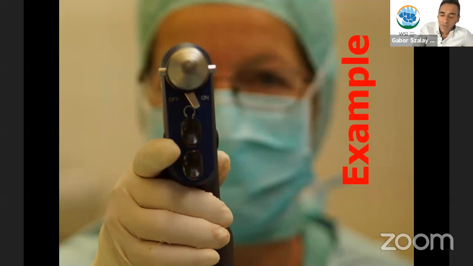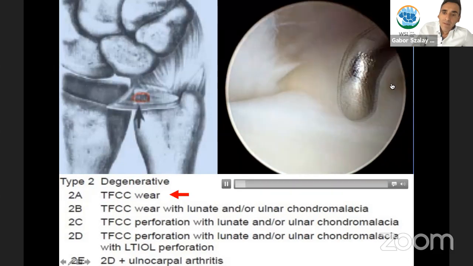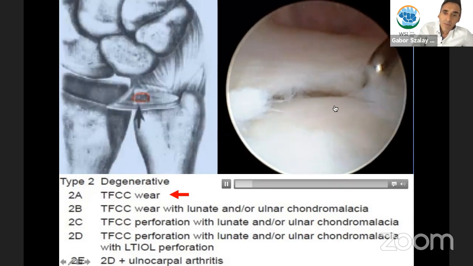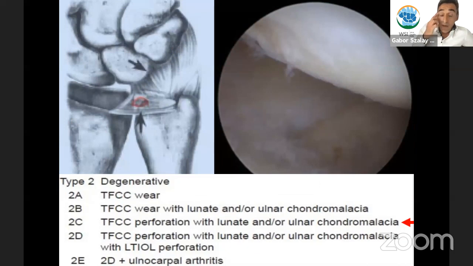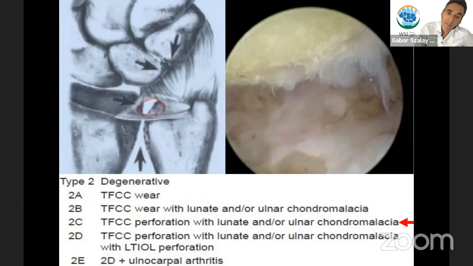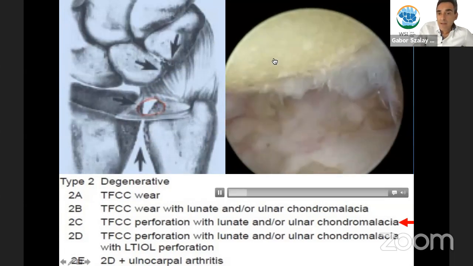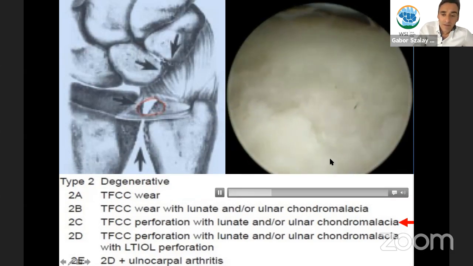So it is, from my point of view, very important to differentiate this. Here, once again, a big defect of the TFCC, but the ulnar head is looking good. There's no cartilage defect. But if you have a big defect of the TFCC and also a cartilage defect of the ulnar head and of the lunate, yeah? This is very important to know, from my point of view, before the ulnar shortening osteotomy. Here, also a big cartilage defect of the lunate. Here, this is the TFCC. The ulnar head is looking terrible. And I will talk about this case later.